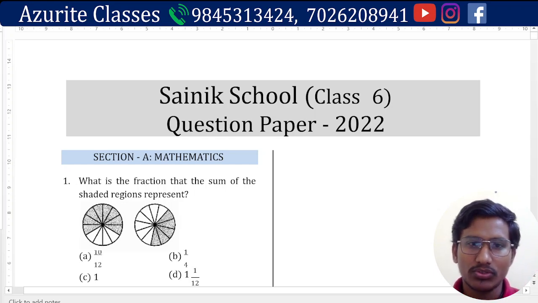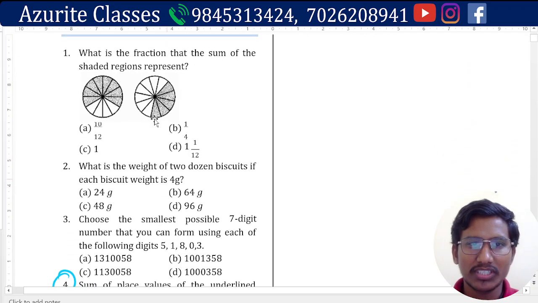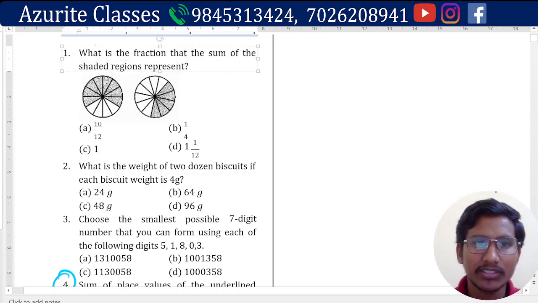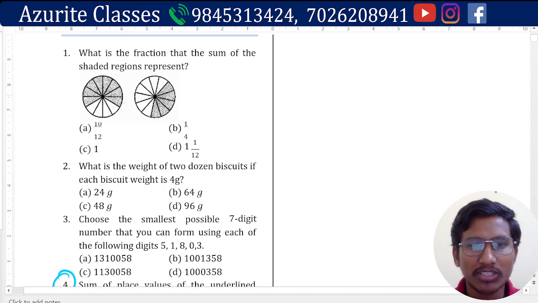Okay. So here is the first question, if you see. What is the fraction that the shaded color represents, is the question, right? So here if you see, how many total parts are there, you can count. Let me count: 1, 2, 3, 4, 5, 6, 7, 8, 9, 10, 11, 12. Out of 12, here 8 are colored. Here how many? 1, 2, 3, 4, 5 are colored.